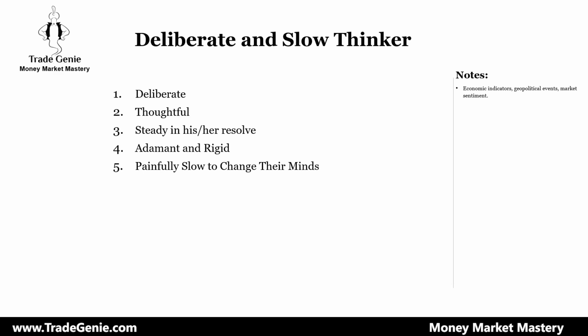So I'll explain to you what is a deliberate and slow thinker, and what is a witty and quick thinker, and what is in the middle. So the deliberate and slow thinker, as named, is deliberate. He's thinking slowly. He's very thoughtful. He is steady in his or her resolve. And the negative thing is he's rigid. So he's adamant and rigid, and painfully slow to change his mind. So very slow to change mind.